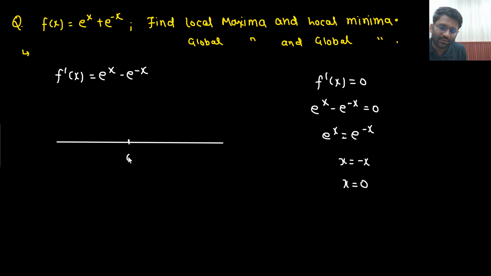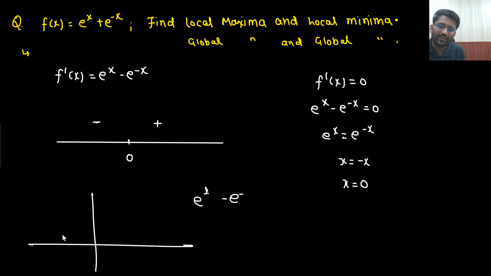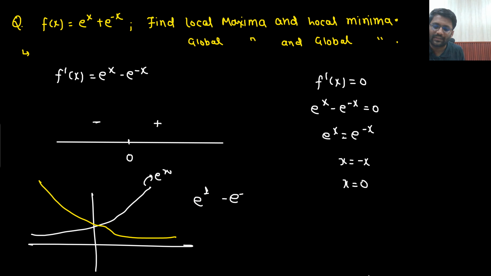If x is greater than 0, then the slope will be positive. Why is that so? x is greater than 0. Let's put x equals 1. This value minus this value will come out to be positive. And if x is less than 0, then this will be the scenario. And you can draw the graph as well, no? What is the graph of e to the power x? This is the graph I have drawn for e to the power x. And what is the graph of e to the power minus x? This is the graph of e to the power minus x.